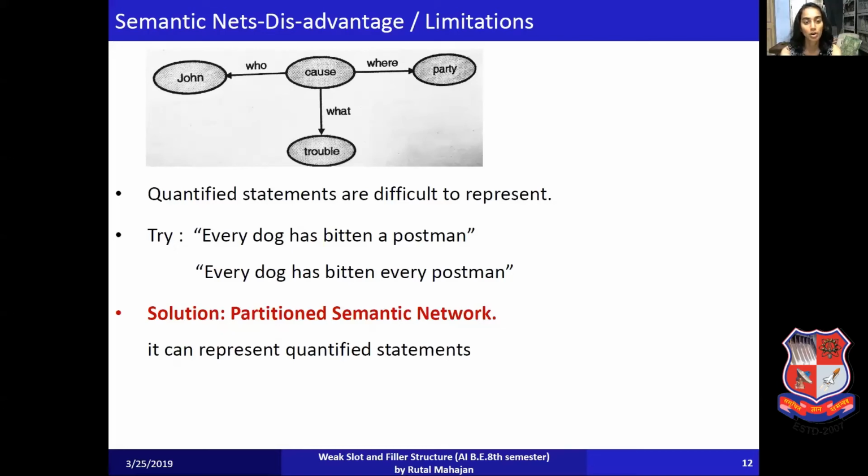We can represent "dog bitten postman", but we cannot say "every dog bitten every postman" or "every dog bitten a postman". There is no mechanism to show this quantification. So as a solution, we have partitioned semantic nets. They can represent quantified statements.